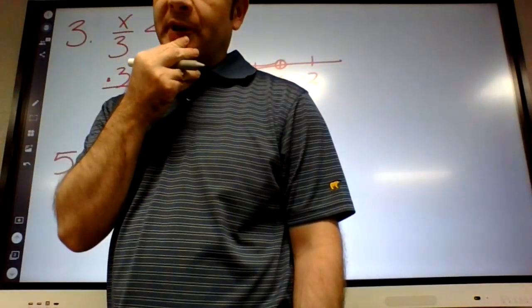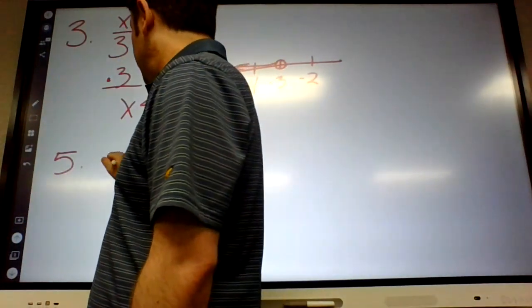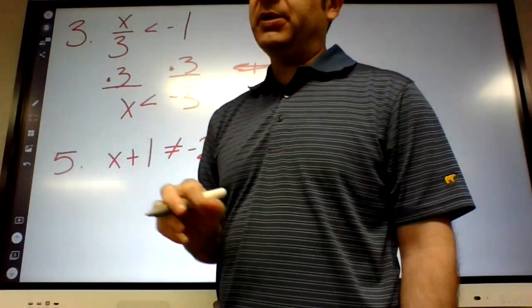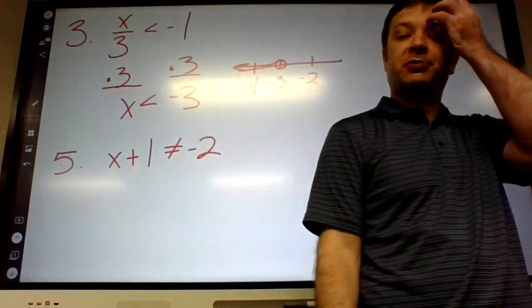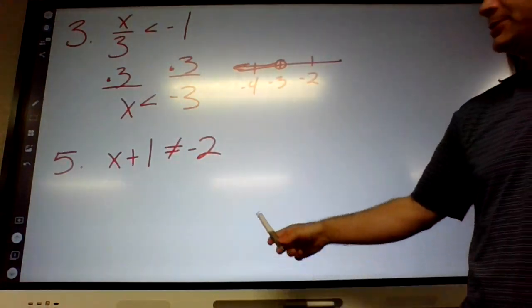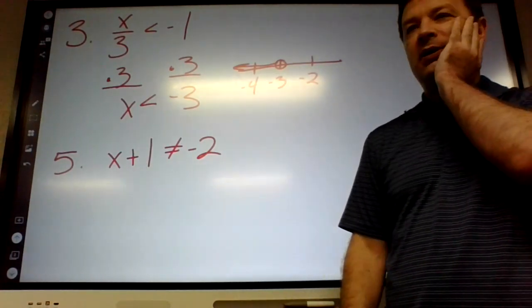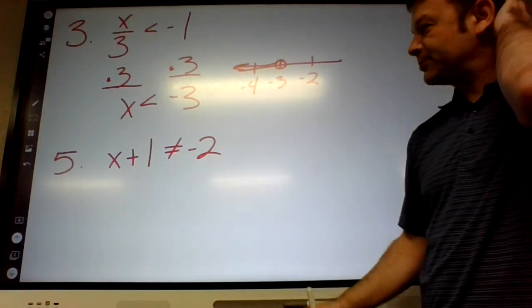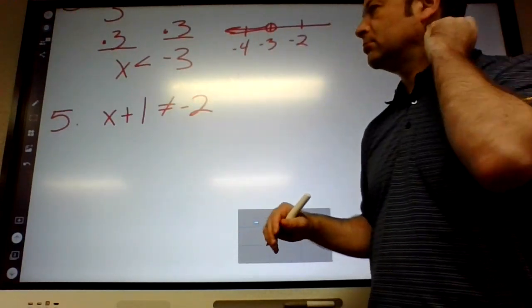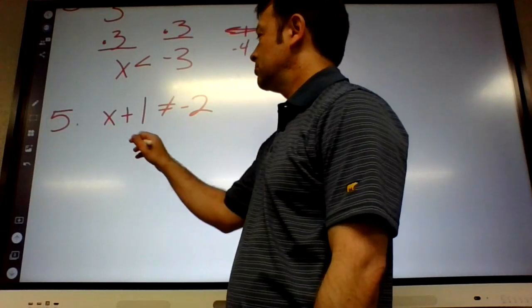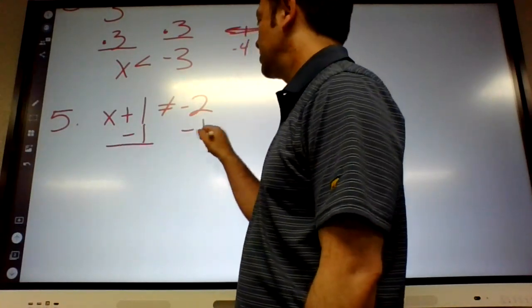Number 5, x plus 1 is not equal to. The not equals, you can't really flip this one around. So if you divide by a negative on this, which we won't, nothing happens. Hannah, what should we do to solve this one? Minus 1.